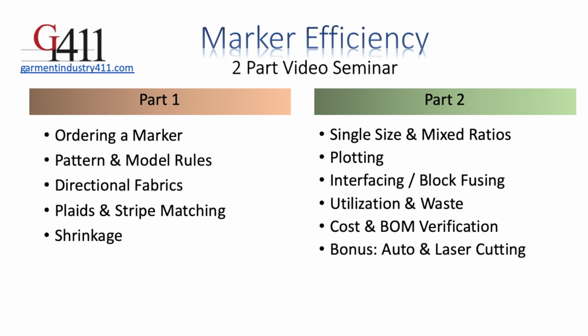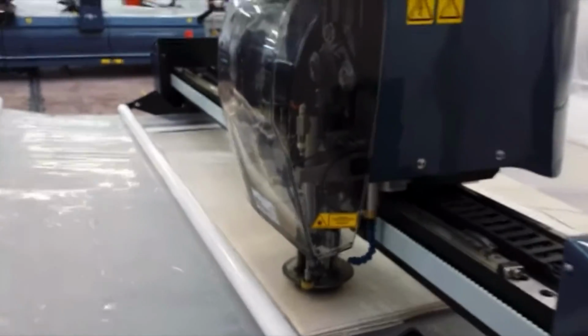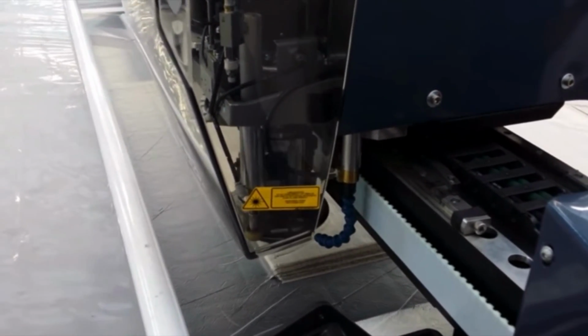This video seminar is divided into 2 parts of about 30 minutes each, designed to help anyone understand efficient marker layout. These critical factors are explained in detail with examples. We'll also cover grain line, cuttable width, face cards, and garment parts that are not in the marker. The end of video part 2 includes a short bonus section on auto and laser cutting that you may find applicable to your garments.